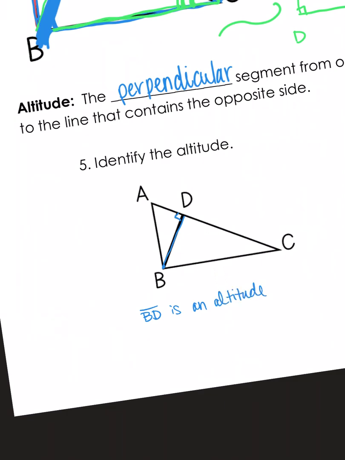But for the sake of covering altitudes comprehensively, if this is a right angle, it's not the only altitude. Every vertex has an altitude. So if I'm going from vertex A and need to be perpendicular to the segment BC, how do I do that? What segment do I draw from this point to be perpendicular to BC? The answer is, if that's a right angle, the leg AB. So AB is an altitude.